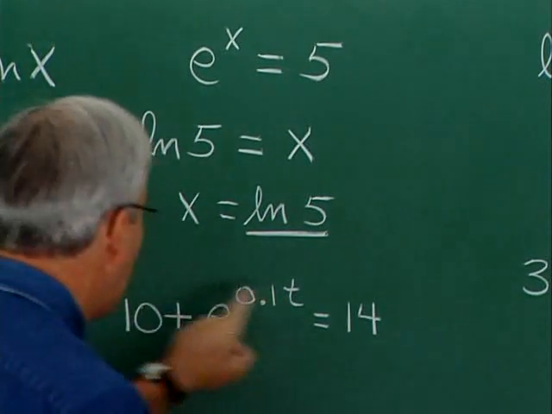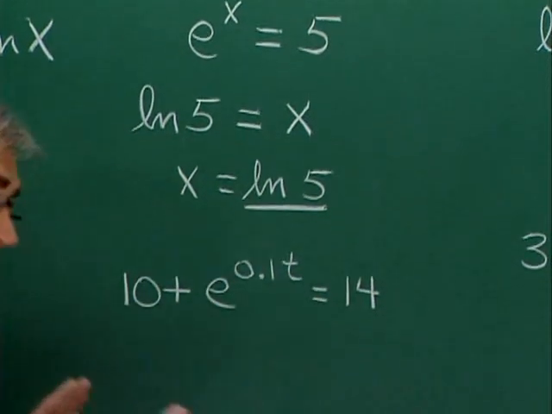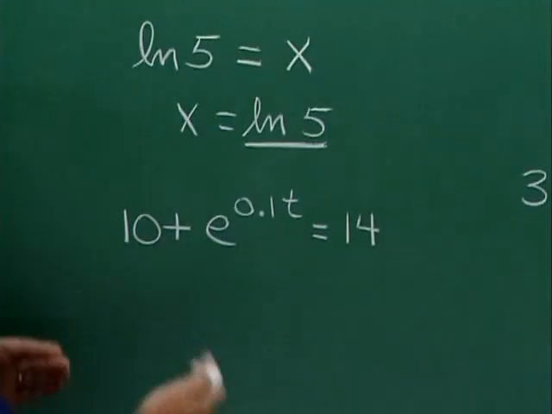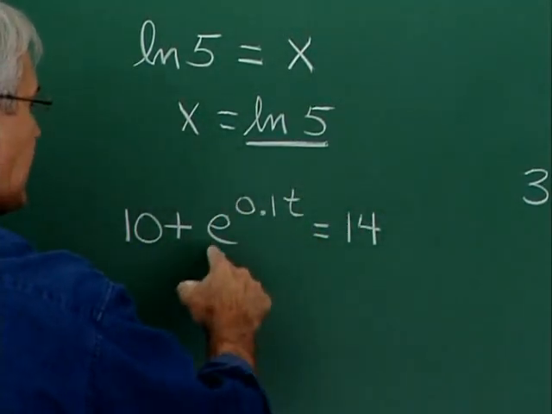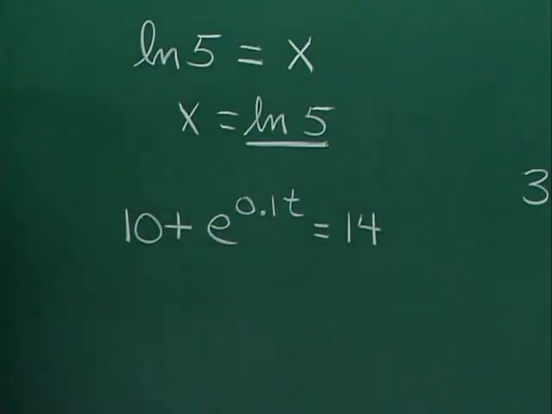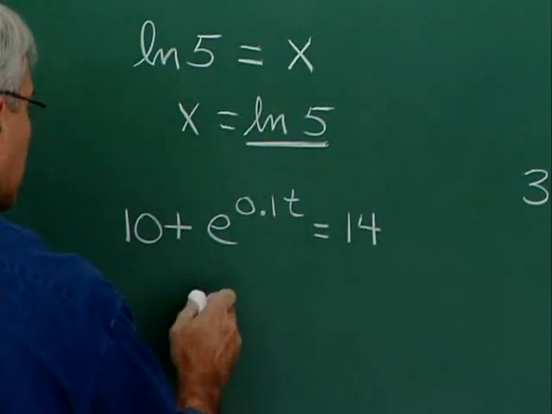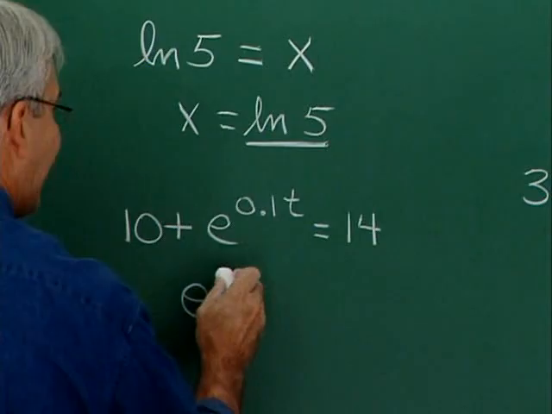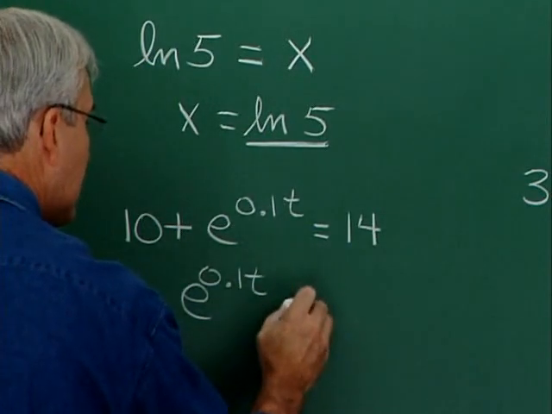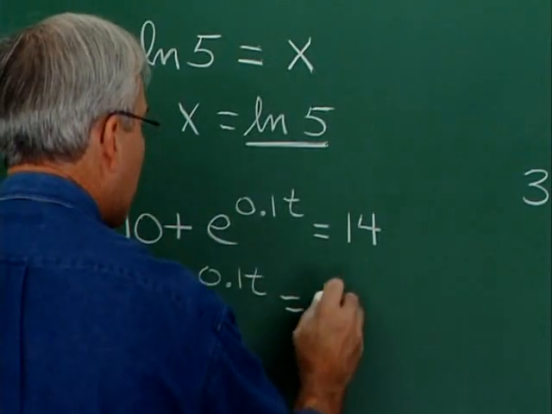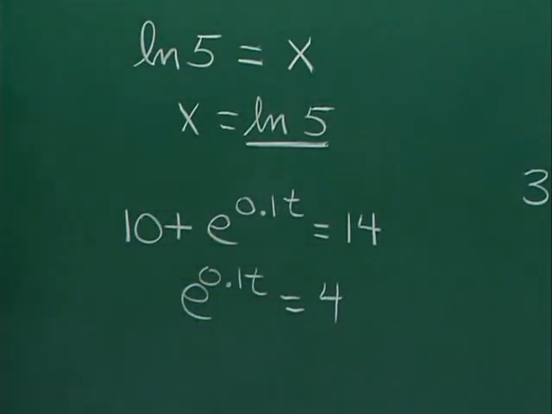Now here we would solve this one in much the same way, but before we go into the logarithmic form, we want to isolate the term involving e to some exponent. And to do that, we'll subtract 10 on both sides. So subtracting 10 on the left, we're left with e to the 1/10 t, and subtracting 10 on the right, we're left with 4. I'll go ahead and do the calculation here.